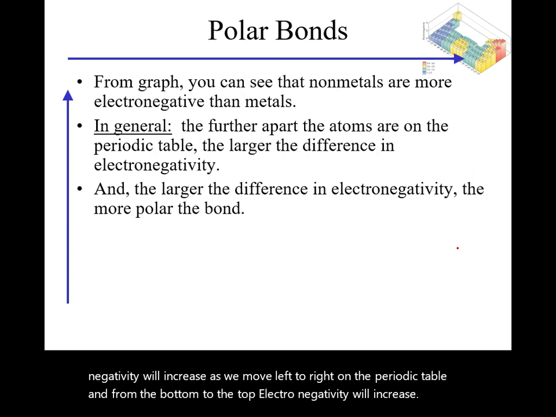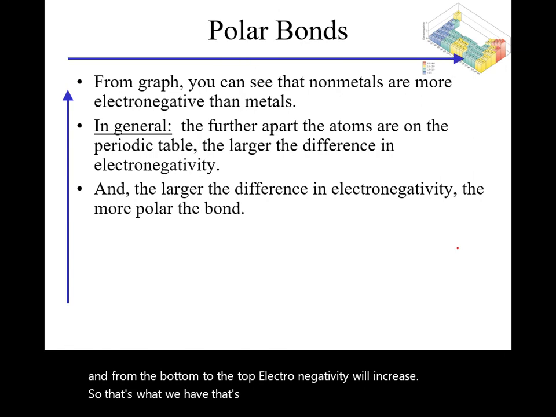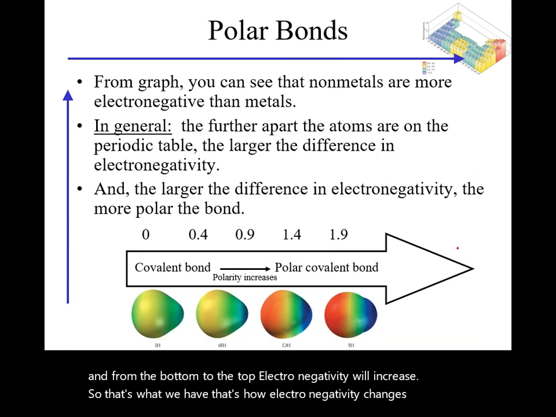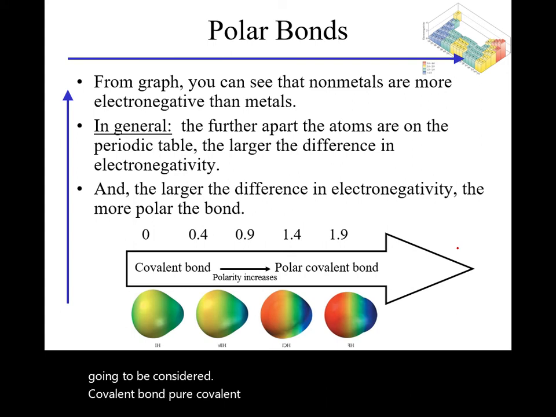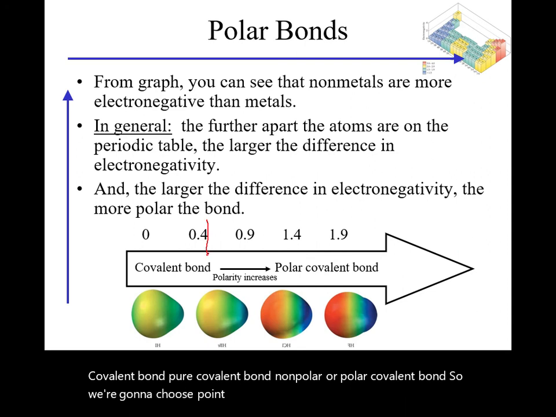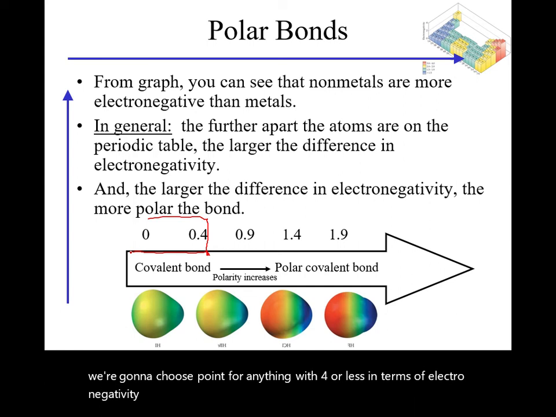Okay, so that's what we have. That's how electronegativity changes. Now we're going to define some cutoff points for whether our bond is going to be considered a pure covalent bond, nonpolar, or a polar covalent bond. So we're going to choose 0.4. Anything with 0.4 or less in terms of electronegativity difference. This is electronegativity difference. I'm going to write it as delta EN.